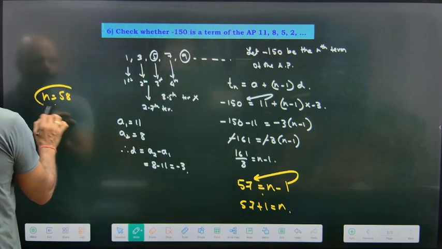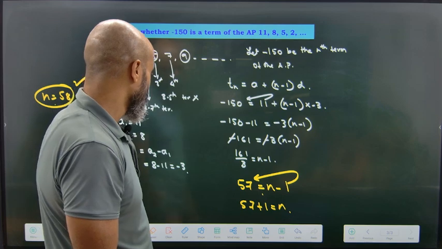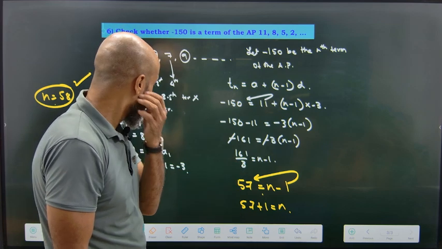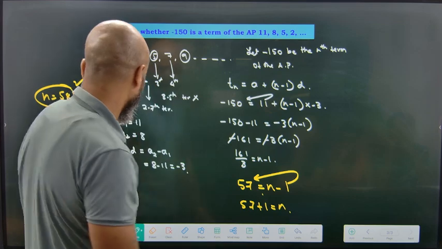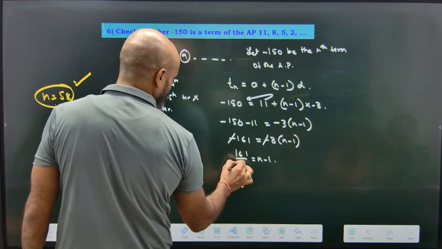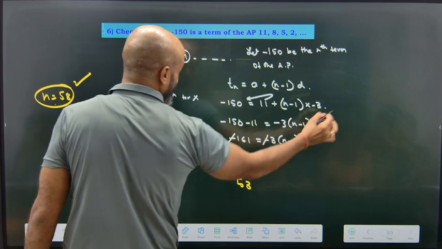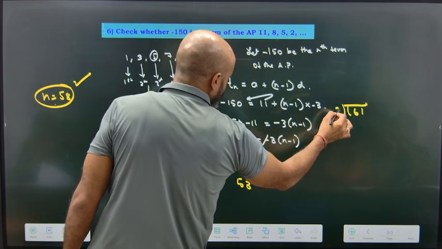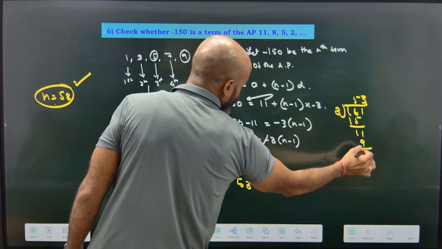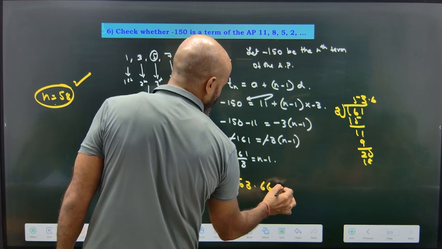Is the value of n equal to 58 possible? Yes, very much possible. 3 5s are 15, 60, 1 will come, right, non divisible. Okay, 3 5s are 15, 3 3s are 9. So this will be 161, 3 5s are 15, 3 3s are 9, 3 6s are 18, so 53.66 is equal to n minus 1.